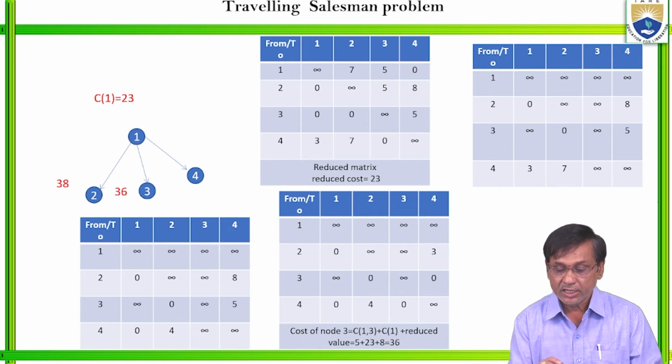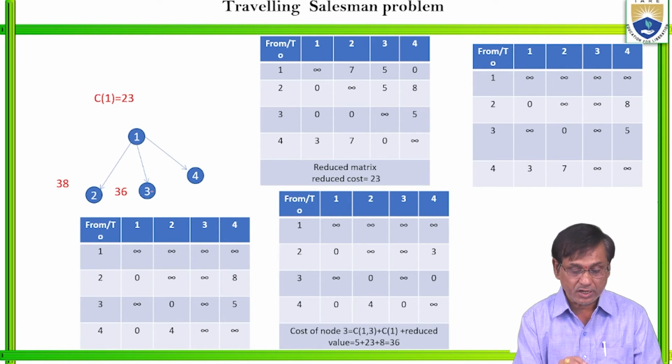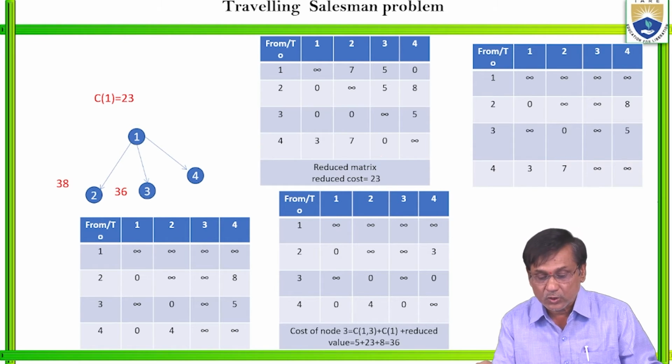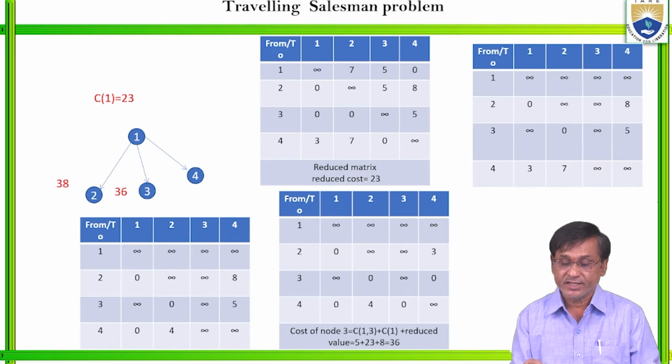Now coming to the node 3. For finding out the cost of the node 3, again we have to take the reduced matrix. After taking the reduced matrix, we have to modify it. How do we modify? First row and third column as infinity.